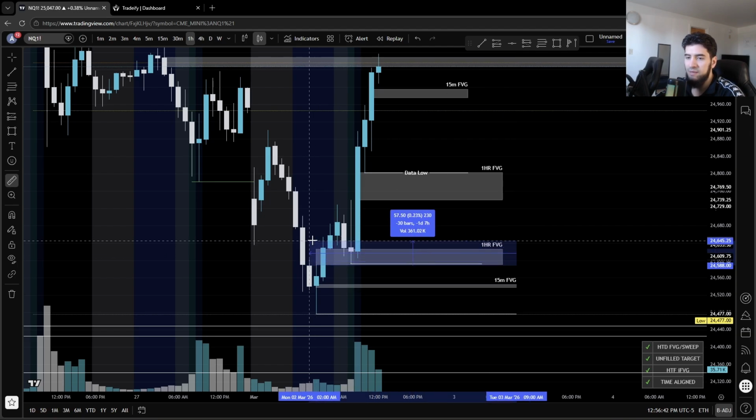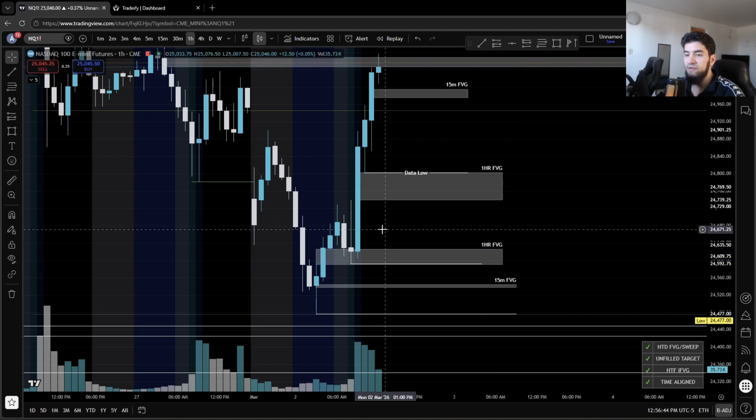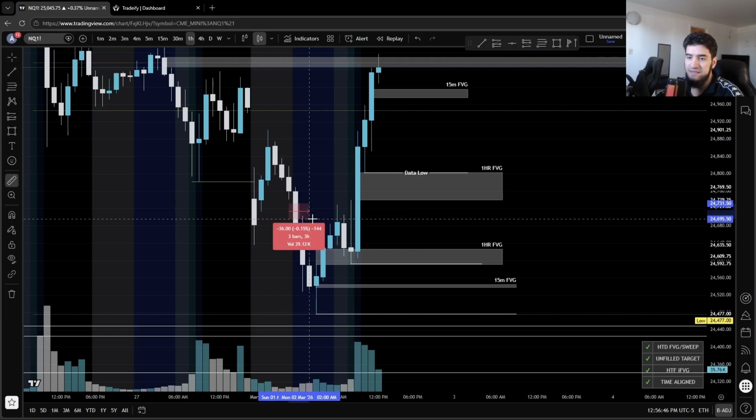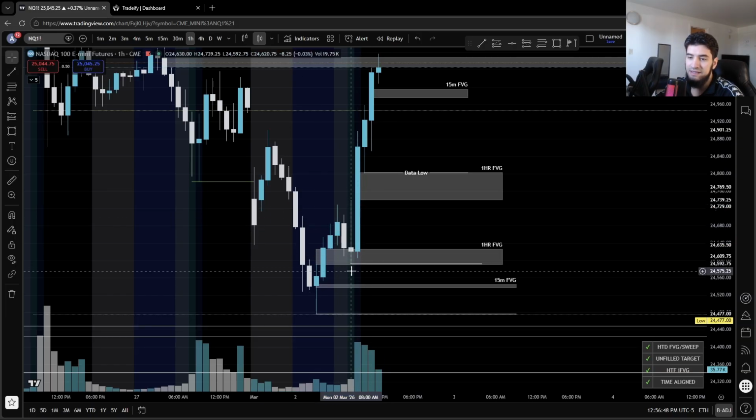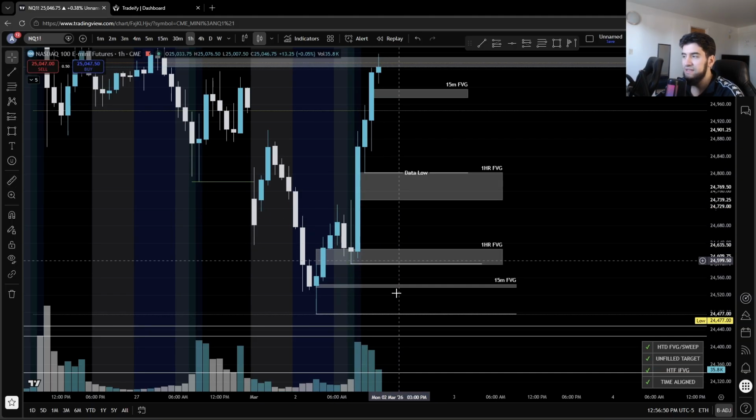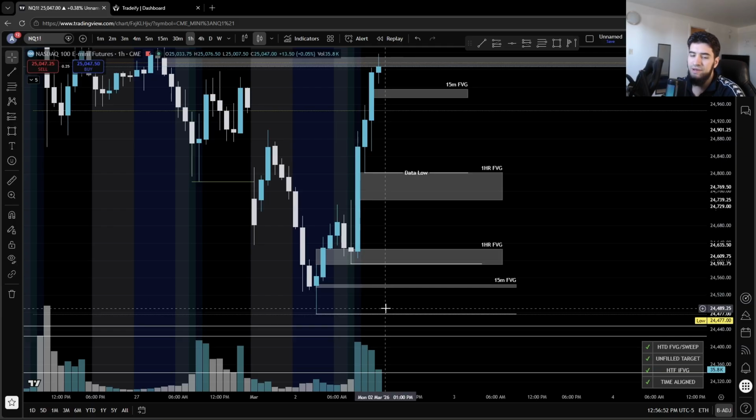This 1 hour fair value gap is going to be my condition for the day, because if I'm truly bearish, I want to see this fair value gap get respected and then this fair value gap get closed below. So that is going to be my main condition. That's how I set up conditions in the morning. That's how I go about telling the bias.